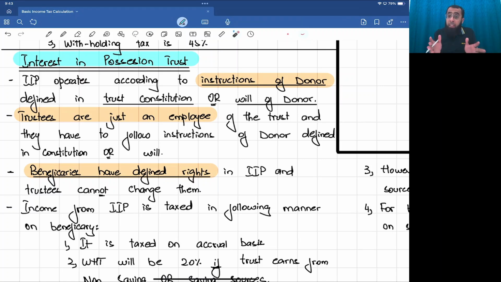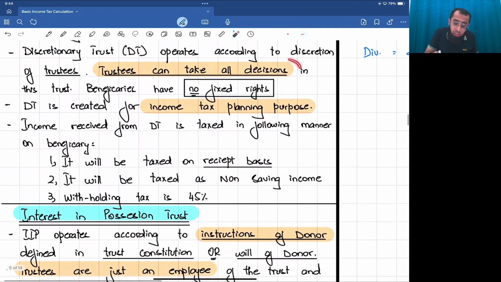The trustees manage the trust and they give income to the beneficiary in a defined manner. Here, the trustee cannot change anything. It's not a discretionary trust. It's a well-defined trust. For example, when you are old aged, you won't create a discretionary trust, otherwise the trustee will simply run away with your funds, because in a discretionary trust, the trustees take all the decisions.